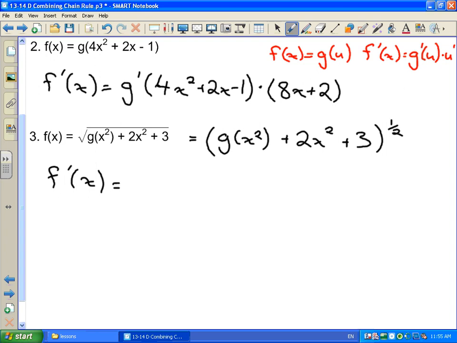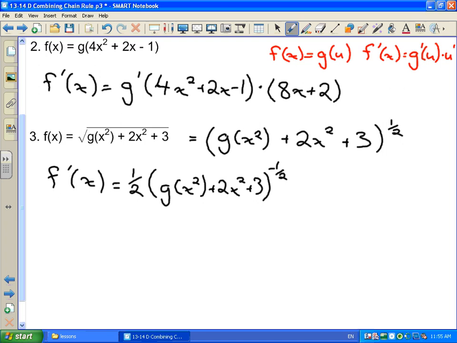This involves doing the chain rule twice. What's our outermost function here? Let's start on the outside and work our way in. Yeah, it's the 1/2. So let's do the derivative of that 1/2 thing. So we bring down the exponent. In brackets, we keep everything the same: g at x squared plus 2x squared plus 3. And our new exponent is negative 1/2.